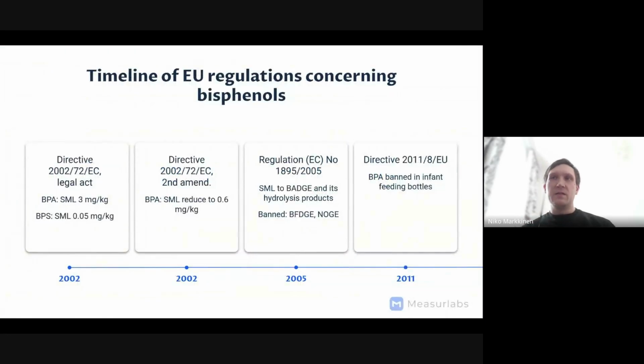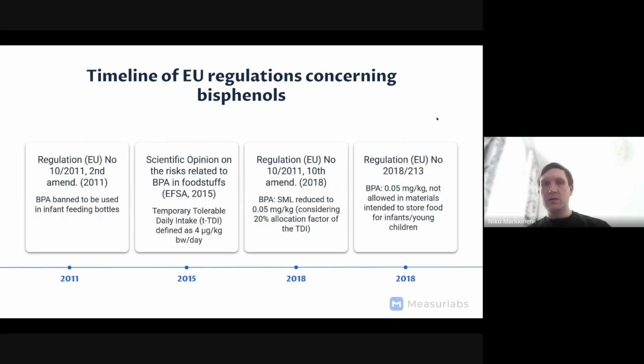I realized that maybe there are a bit too many slides, so I don't want to steal too much time away from the Q&A, so I will go through these slides quite quickly. But just to give you an idea about how this situation has developed over time. We started with a specific migration limit for BPA of 3 milligrams per kilogram, so not that low, but not very high either. But as time went on, it was realized that it has these endocrine disrupting properties. So it was first banned in infant feeding bottles.